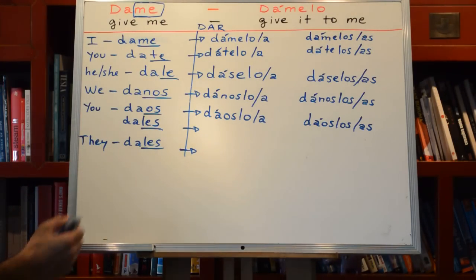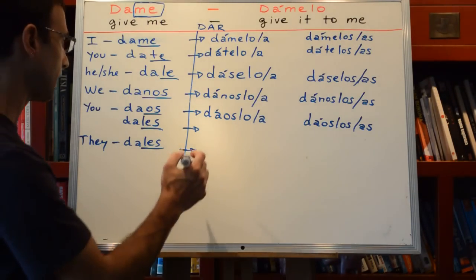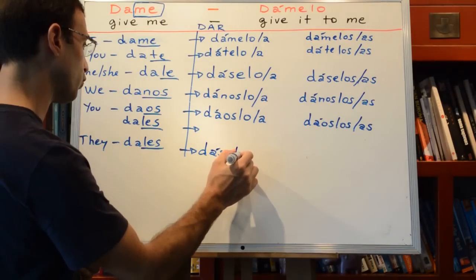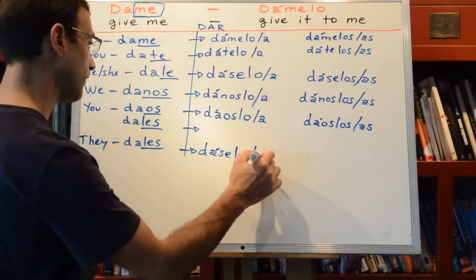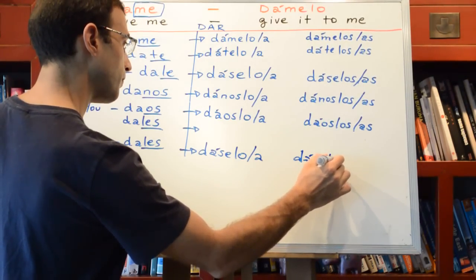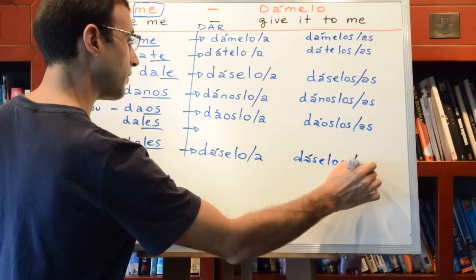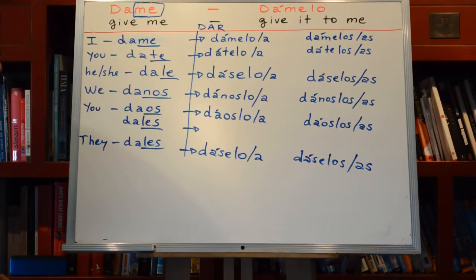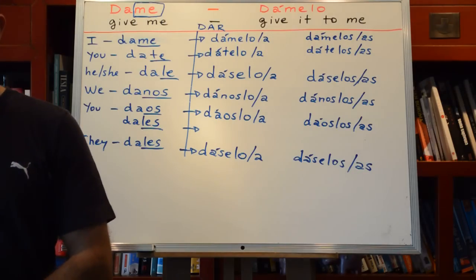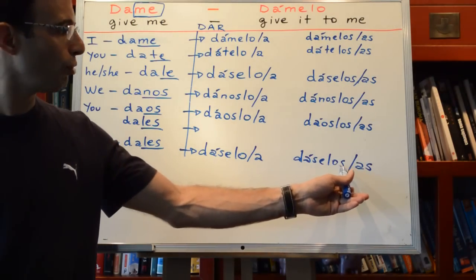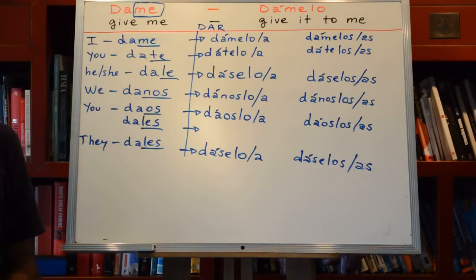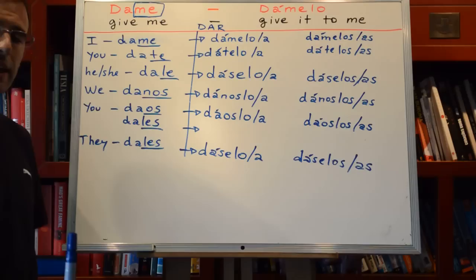Okay, for they would be dáselo or dásela, and dáselos or dáselas, right? So give it to them, dáselo or dásela. Give them to them, dáselos, dáselas.